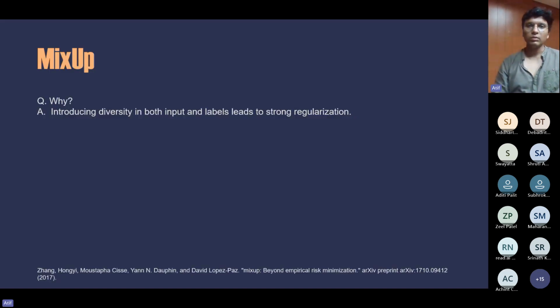Now there's mix-up. What mix-up does is that it asks a slightly different question. It says you're introducing noise by adding some perturbation to your image, right, which is your input. But what if I also perturb the labels? Would that also improve performance? And it turns out it does actually, and it's a very strong form of regularization.